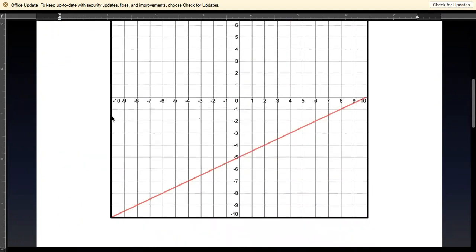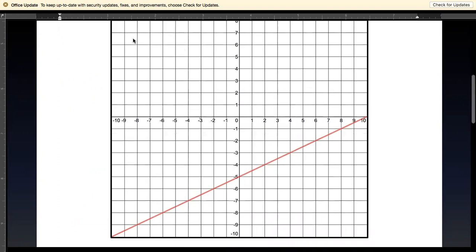All right, so looking at this graph, I want everyone to make a mental note. Don't say it out loud. Make a mental note. Is that slope positive or negative? I need everyone to think about it. Okay, is this slope positive or negative?